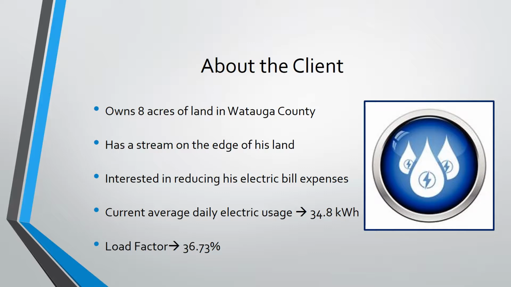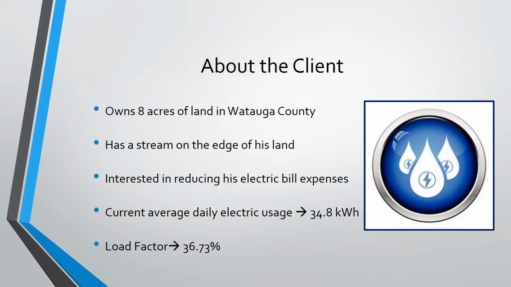Alright, so here's a little bit about the client that we were given. We were told that he owns 8 acres of land in Watauga County, North Carolina. He has a stream on the edge of his land. He is interested in reducing his electric bill expenses, which is obviously where we come in, because hydroelectric projects are a good way to reduce electric bill expenses.